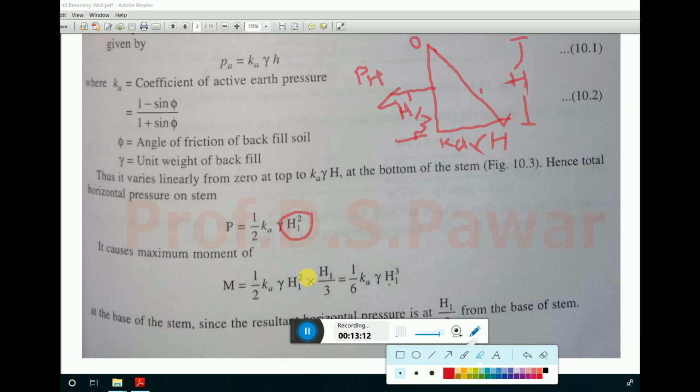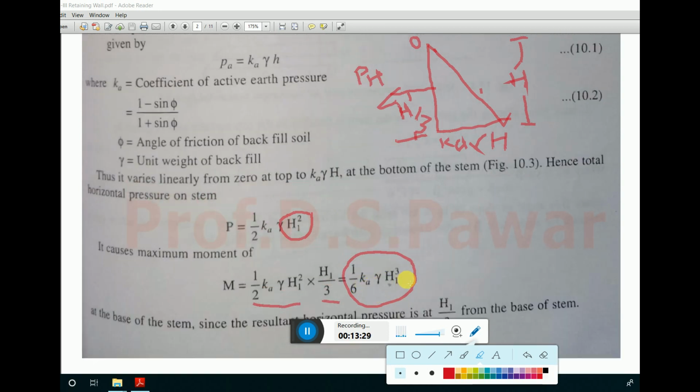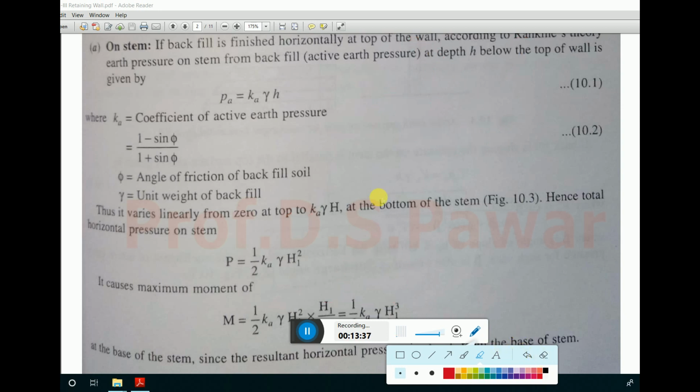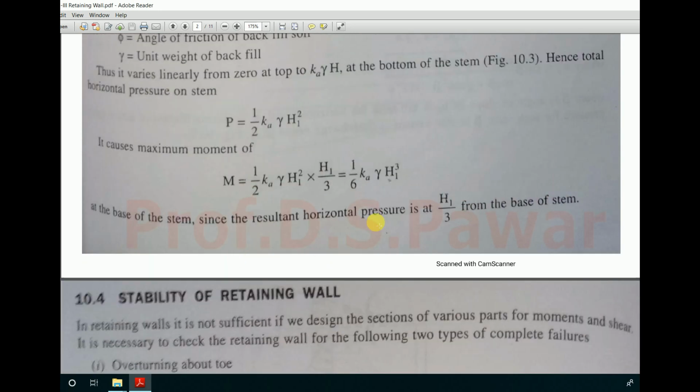Okay, so the moment is 1 by 2 k into gamma into h1 square, this is the P force we have already seen, times h1 by 3. So the total moment on the retaining wall stem will be 1 by 6 k into gamma into h1 cube, and by considering this moment we are going to design the stem. So these are the important things while designing the stem: we have to calculate the pressure and then calculate the moment.